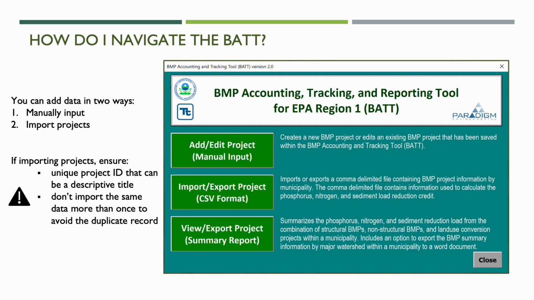This is BATT's main user interface window that allows users to navigate the tool. You can add a new project or you can edit an existing project. You can import or export project in CSV format text file, or you can view and export project summary report. You can add data in 2 ways, manually input or import projects.